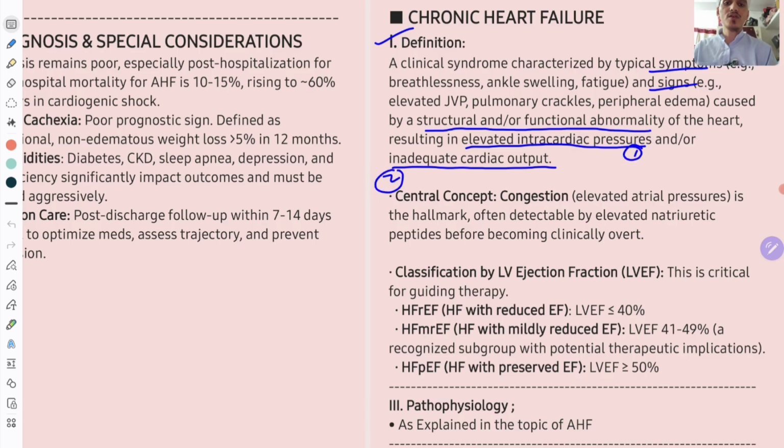So what is the central concept? The central concept here is congestion. Congestion is nothing but elevated atrial pressures. Whenever the atria are stretched, they release natriuretic peptides. That is the hallmark of chronic heart failure. Congestion is detected by elevated natriuretic peptides. Even before chronic heart failure becomes clinically overt, you can detect it, because the natriuretic peptides will be elevated because of congestion.